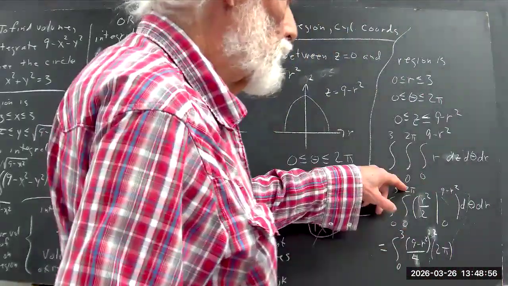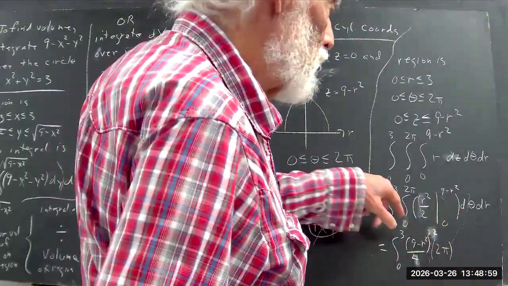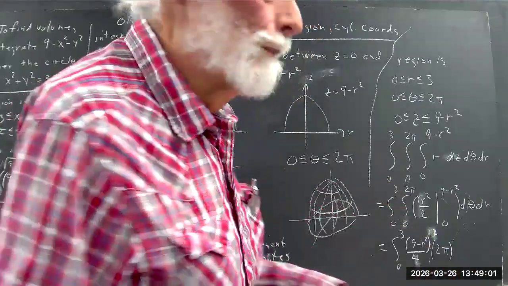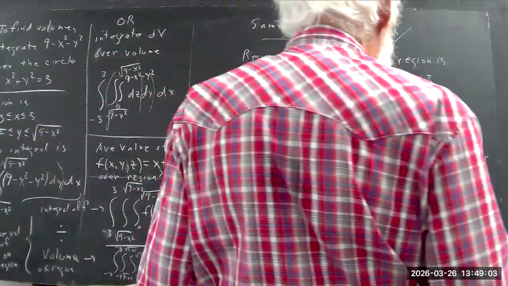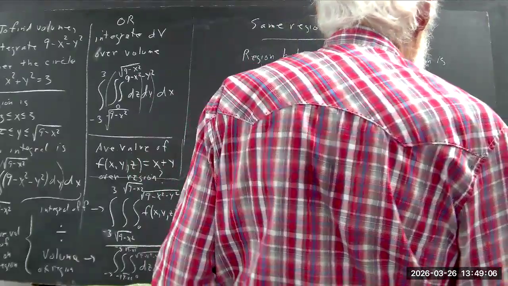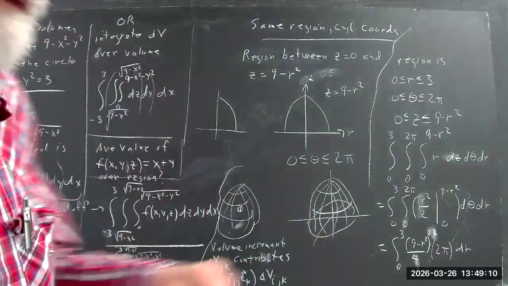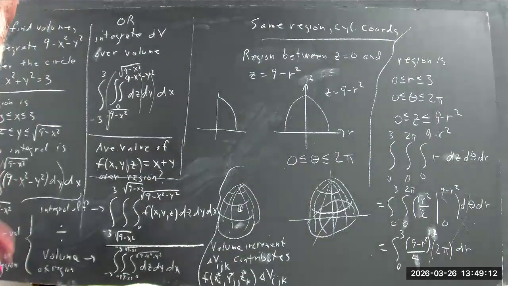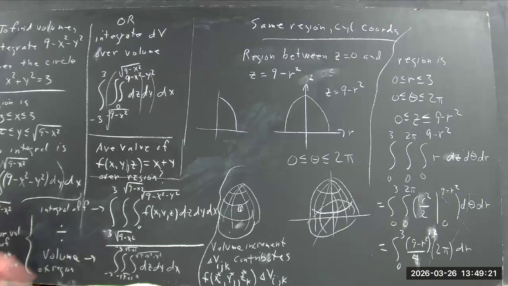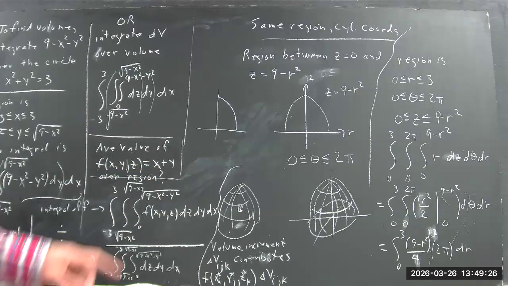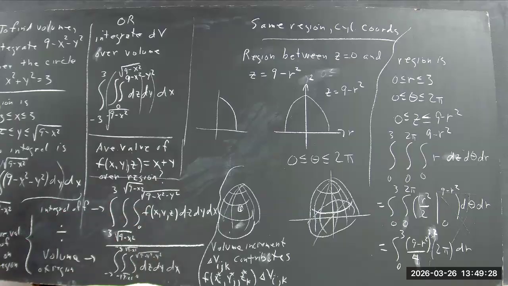Integrating θ from 0 to 2π, 2π dθ is just going to give you 2π. And that's going to be dr. And that's going to give you the total volume. If you wanted to then find the average value where your density is given by x + y, you would have to change x + y to polar coordinates.